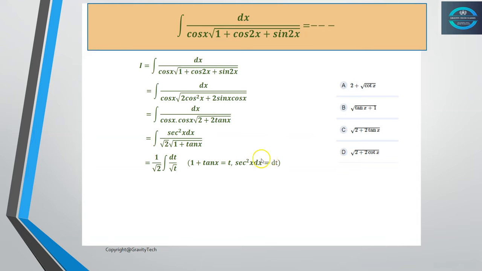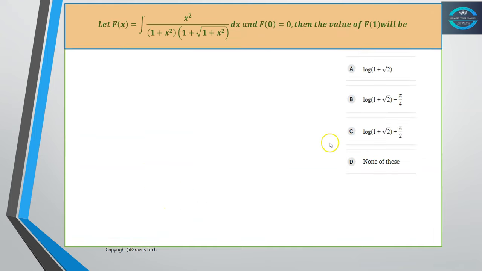Sec square x dx will be dt. So the integration of dt upon root t will be 2 root t plus c. 2 and root 2 cancel, here there will be a root 2 only. Root 2 root t, and root t is 1 plus tan x. So when you multiply by 2 inside, it will be under root 2 plus 2 tan x. That's the answer. Easy. Now let's look at the next question.